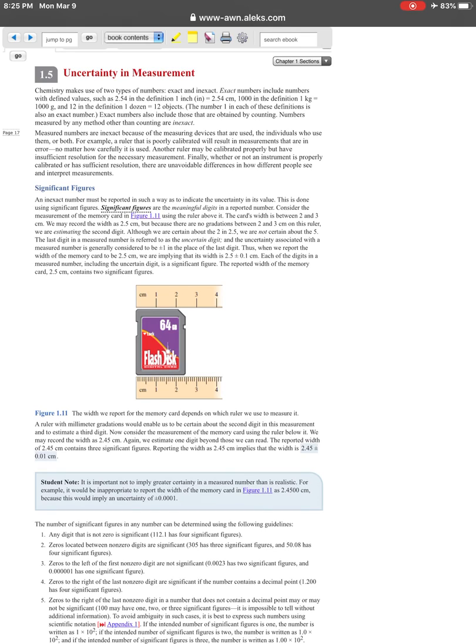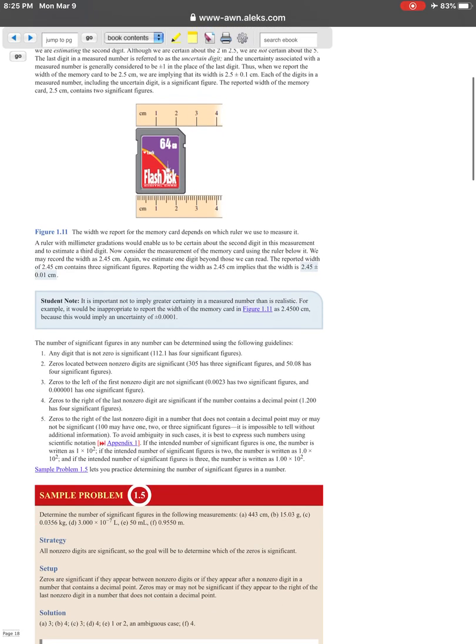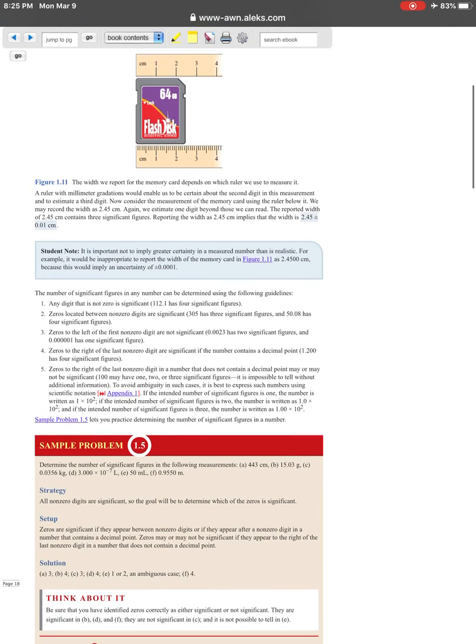So the meaningful digits for the top would just be 2 centimeters. But on the bottom, there might be 3 meaningful digits, 2.45. That's 3 significant figures. If we reported it as 2.5 centimeters, then that would just be 2 significant figures, or significant digits, if you want to use that terminology. So it depends. The width of that memory card depends on what type of ruler we're using to measure it. But counting the number of significant figures is something that we will do.